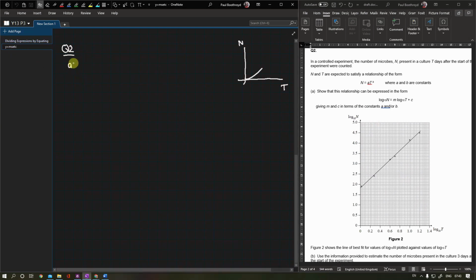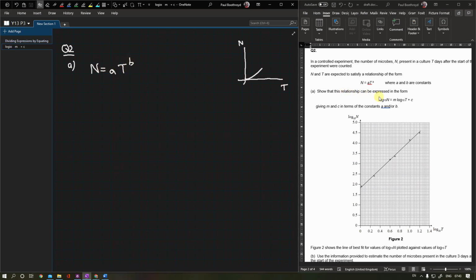So doing question A, we are to show the relationship can be expressed in the form log 10 n equals m log t plus c, giving m and c in terms of constants. Well, with this sort of question, I will always start with what they've given us and try and demonstrate that I know where the expression came from, because it says show this relationship can be. So it's not just finding out what m and c are. We need to actually be able to prove it.